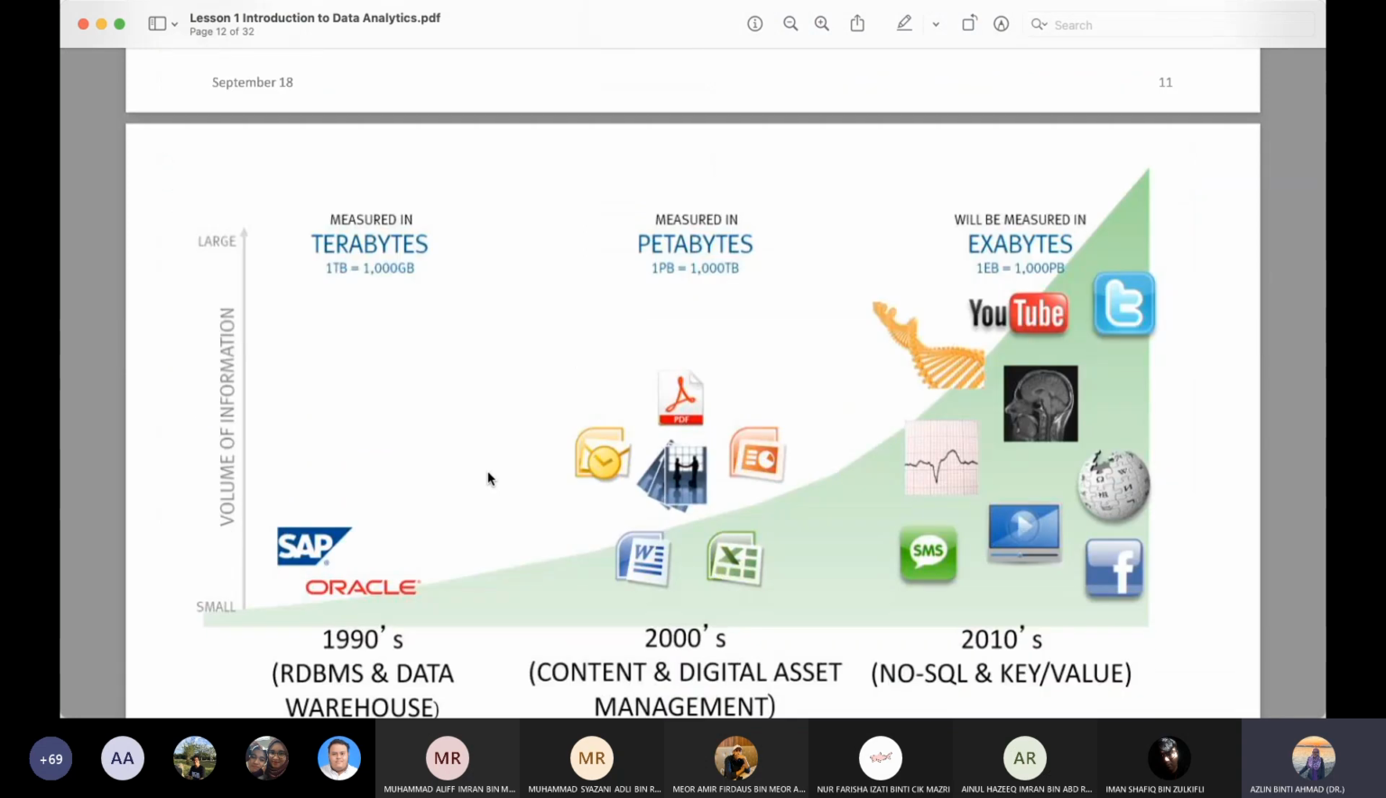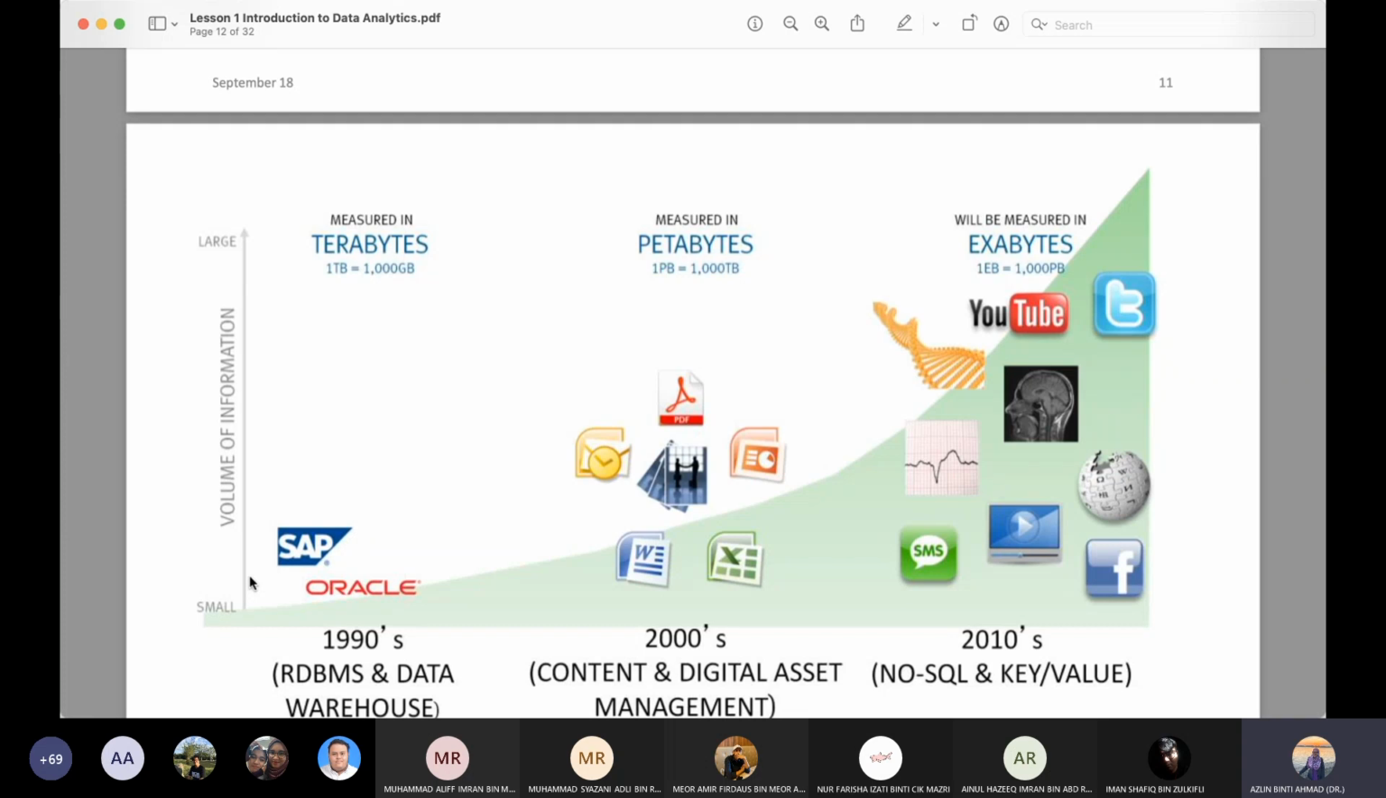Okay, so if we look at the evolution of the data, okay, in the 1990s, the largest data is a terabyte. Okay, it starts from the kilobyte, megabyte, gigabyte, terabyte, and then we have petabytes. In 2010 we have exabytes, and then I think in 2015 zettabyte, 2017, 2018 macam tu yottabyte, and now we have brontobytes.